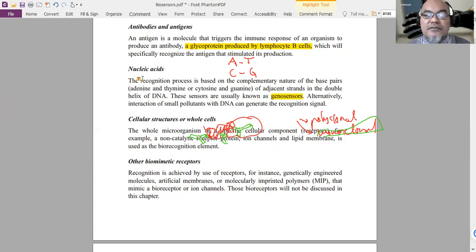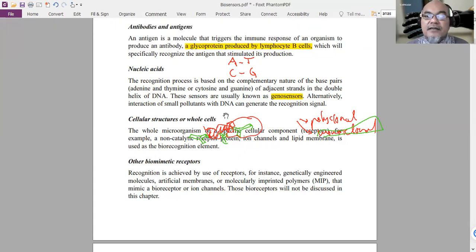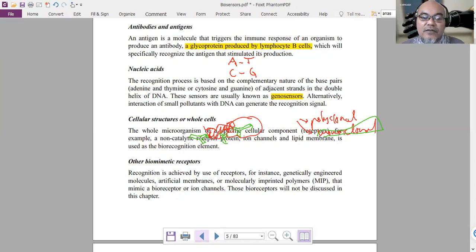Alternatively, interaction of small pollutants with DNA can generate the recognition signal. So it's not necessarily that you use a nucleic acid to detect other nucleic acid, but also sometimes that nucleic acid can detect also small pollutants. In recent years, we also know a new type of recognition molecule called aptamer. What is aptamers? Aptamers is a series of nucleic acids which can make a secondary and tertiary structure and then will function like an antibody.